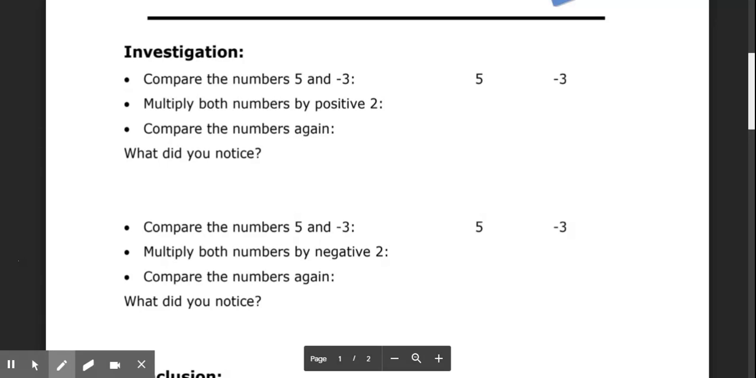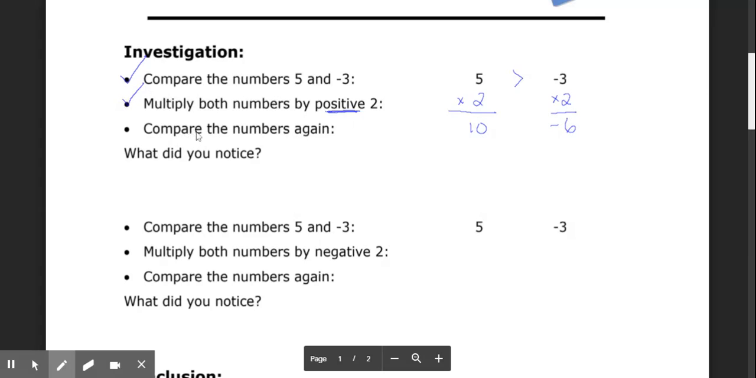They want us to compare the numbers 5 and -3. Positive numbers were always bigger than negative numbers. So if I'm comparing these two, I would say 5 is greater than -3. Step 2, they want me to multiply both numbers by +2. So I'm just going to multiply the first number by 2, and I'll multiply the second number by 2. 5 times 2 is 10. -3 times 2 is -6.